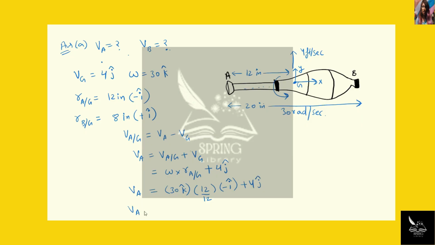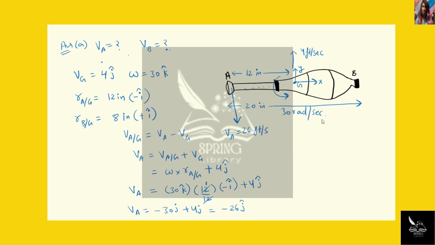Solve this value. This is 12 divided by 12, which is 1. i cross k cap is minus j cap, so this is minus 30 j cap plus 4 j cap, which is equal to minus 26 j cap. It means the velocity of point A is in the downward direction, and the magnitude is 26 feet per second.